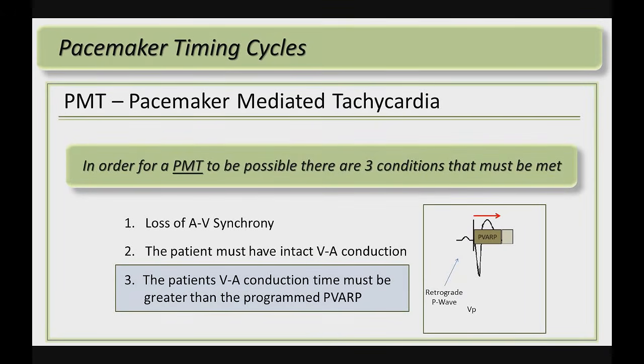Since that retrogradely conducted P wave lands inside a refractory, no AV delay will be started, and no V pace will occur, causing the next retrogradely conducted P wave. As a result, the patient will most likely have an atrial sense or an atrial pace that comes in, reestablishing AV synchrony.